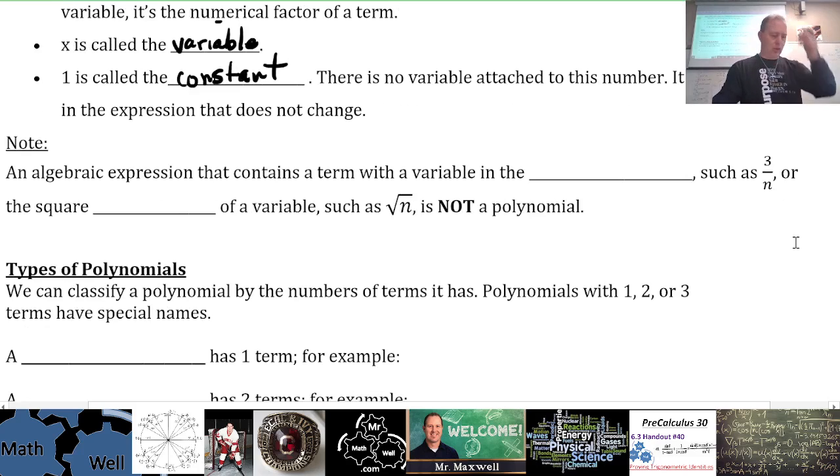All right, so here's a note: an algebraic expression that contains a term with a variable in the denominator.